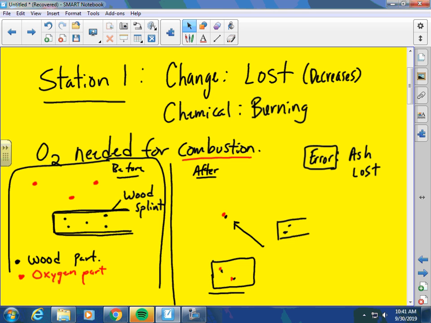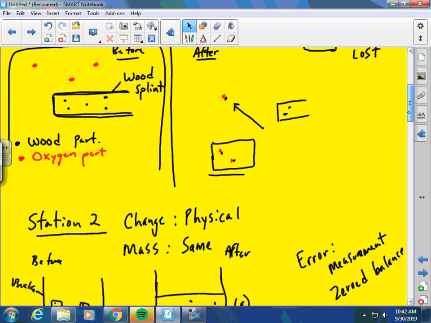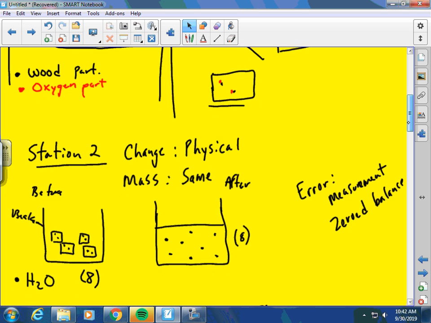Okay. What about the second station? What do you guys think should have happened there? First of all, what kind of change was the second station? The melting ice. Is that a physical change or a chemical change? Physical change, all right. Should the mass have increased or decreased or stayed the same? Stayed the same? All right, cool. Let's scroll down to station 2. All right, so it is a physical change, mass stays the same.